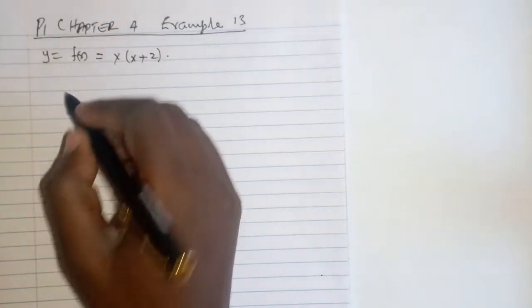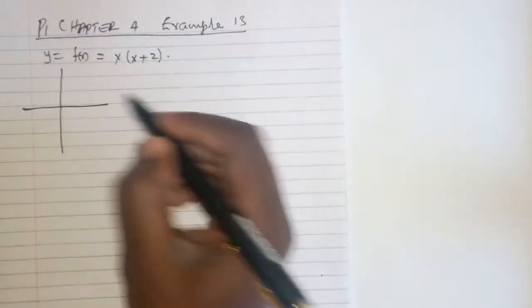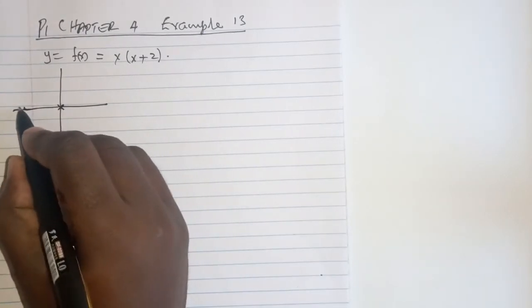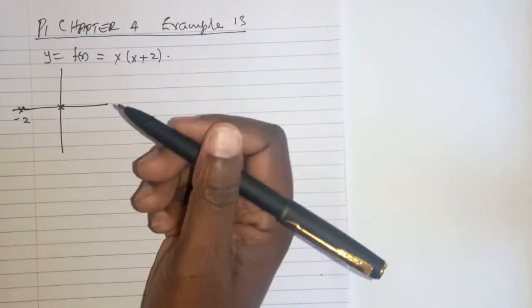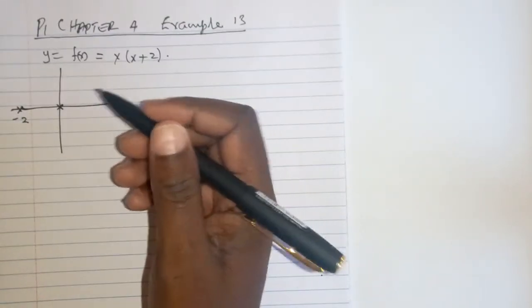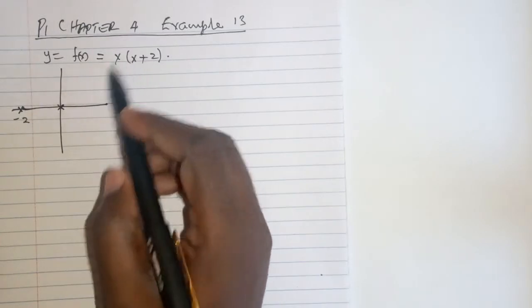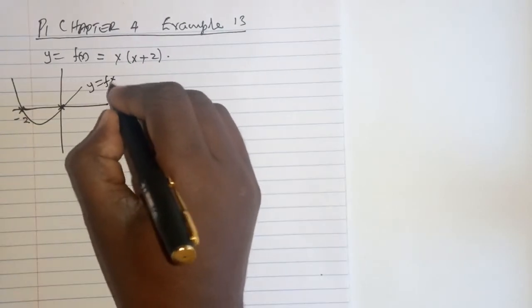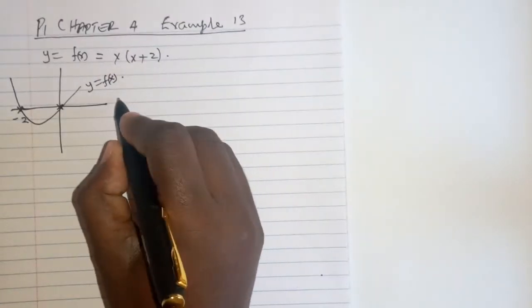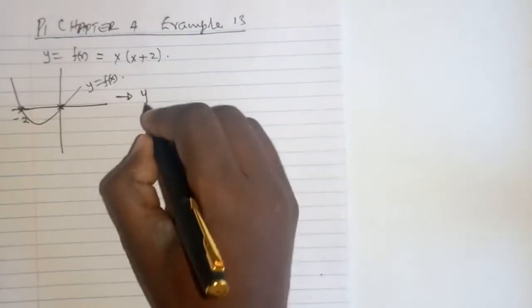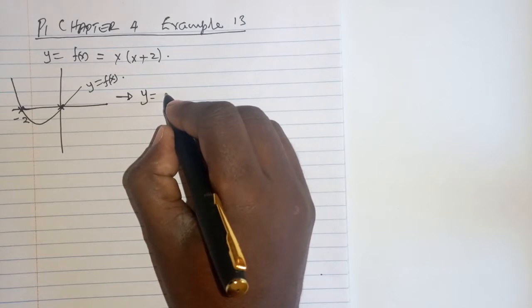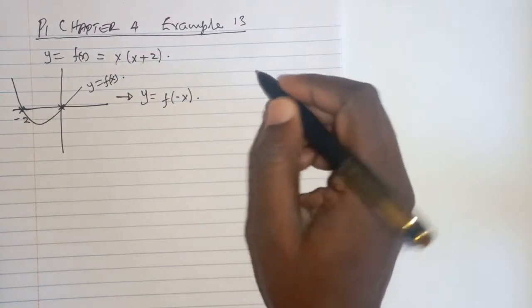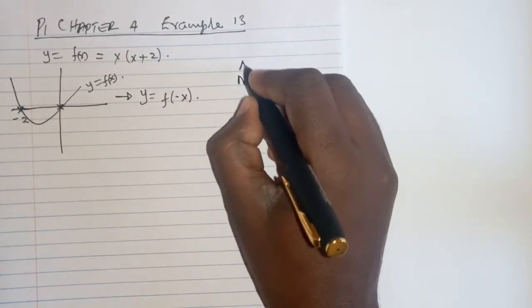Of course, it goes without saying this graph is very easy to construct. It's simply talking about when x is 0 and when x is negative 2. And a is greater than 0, so we are talking about a U shape. And this is y equals f(x). Just that. This one needs to be reflected to y equals f(minus x).